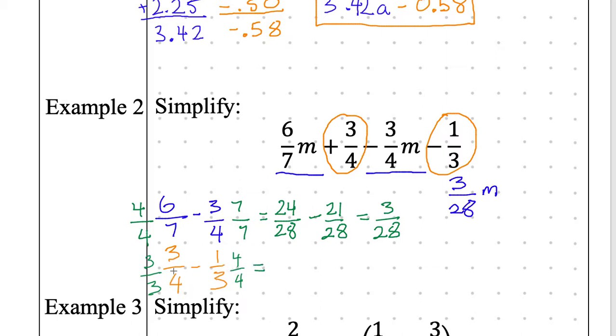Alright, that will change our fraction. So 3 times 3 on the top left is going to be 9. Bottom left, 3 times 4 is 12. Subtract, 1 times 4 is 4. Bottom right, 3 times 4 is 12.